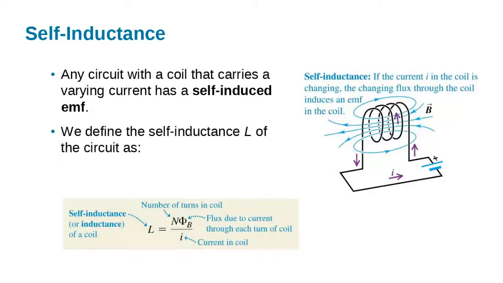So another form of inductance is self-inductance. Mutual inductance needs two coils: you've got a changing current in one coil inducing an EMF in a separate coil. But just a single coil displays the property of inductance.